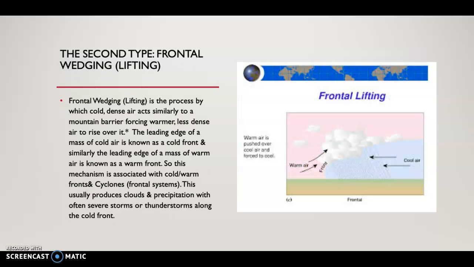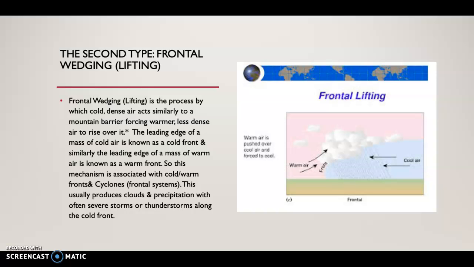The second type of lifting is frontal wedging. Frontal wedging is the process by which cold, dense air acts similarly to a mountain barrier, forcing warmer, less dense air to rise over it. The leading edge of a mass of cold air is known as a cold front, and similarly, the leading edge of a mass of warm air is known as a warm front. This mechanism is associated with cold and warm fronts and cyclones, also known as frontal systems. This usually produces clouds and precipitation, with often severe storms or thunderstorms along the cold front.